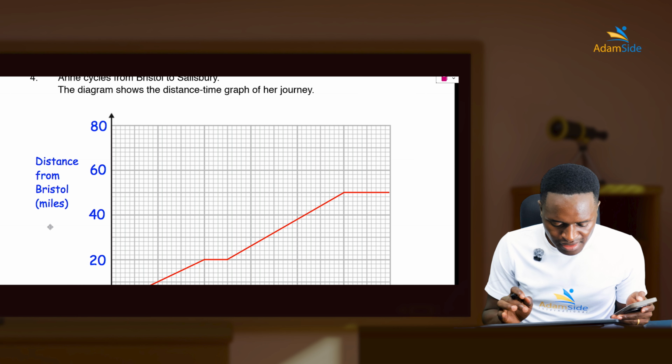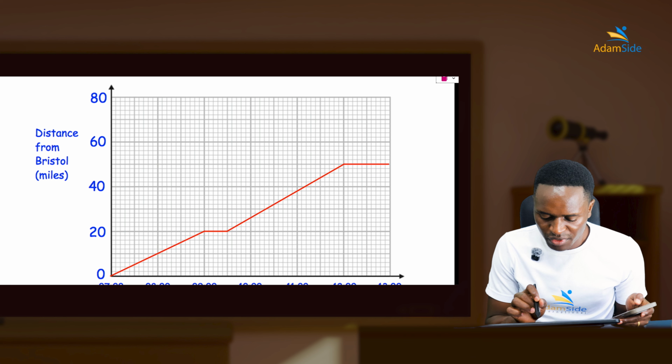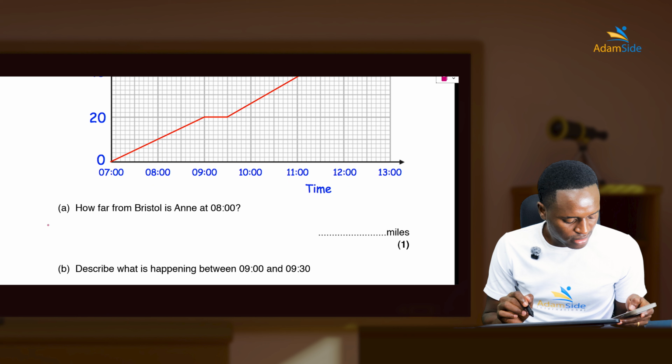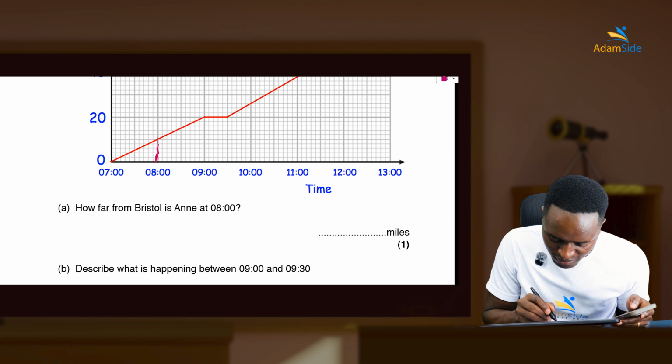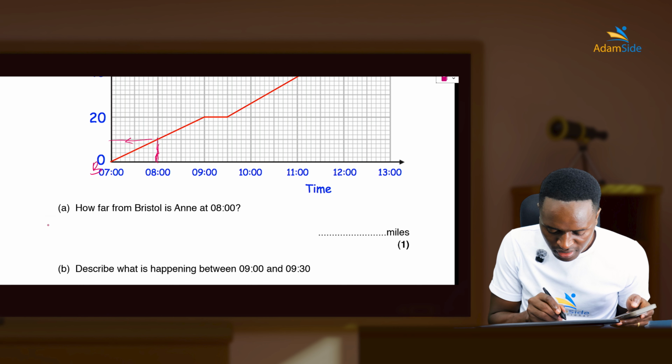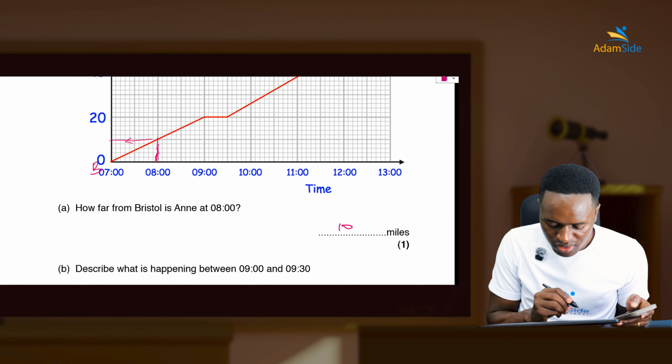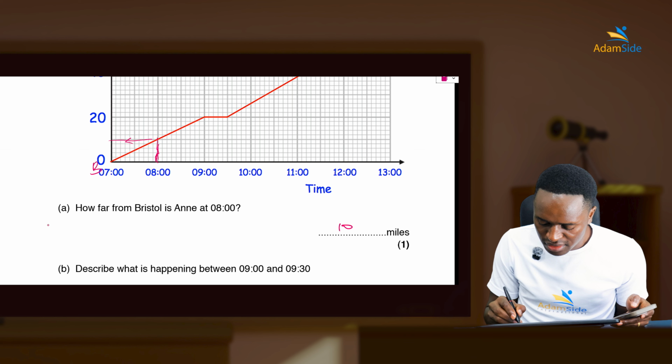Question number 4, it says, Anne cycled from Bristol to Salisbury. The diagram shows the distance time graph of her journey. And then we go down, it says, how far from Bristol is Anne at 8 a.m.? At 8 a.m. there. Bristol is here. So she's 10 miles away from Bristol.